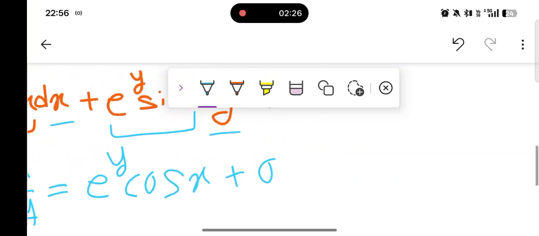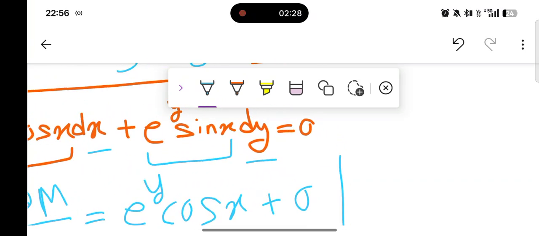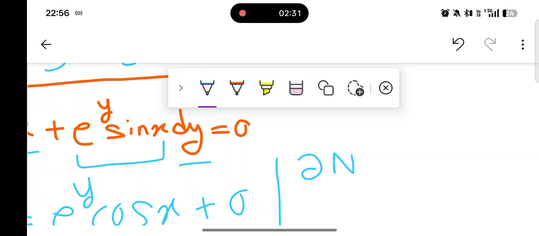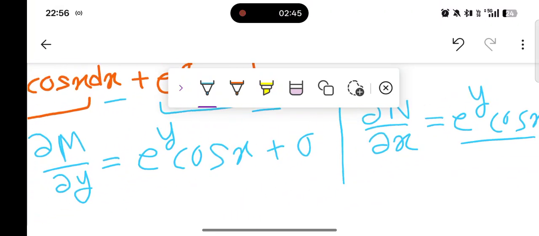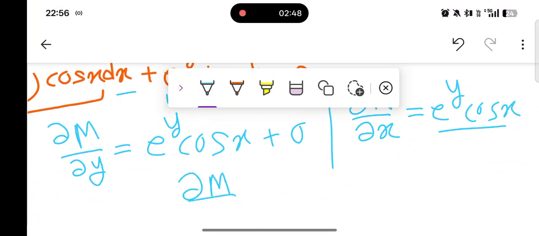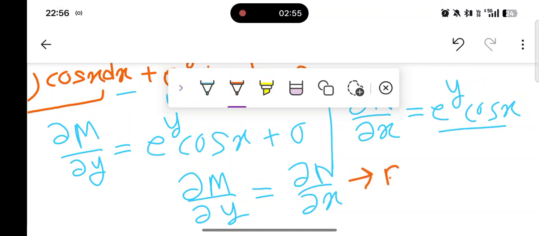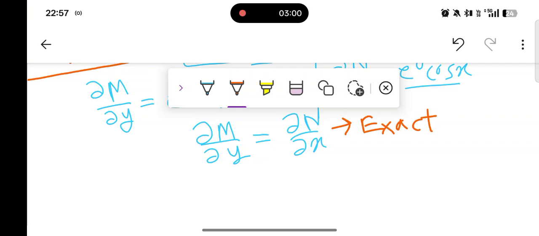And on the other side I am doing the differentiation of N with respect to x. This is also a kind of partial differentiation. Now e to the power y will be treated as constant and sin x will become cos x. So yes, we can say del M by del y is equal to del N by del x. So yes, this is an exact differential equation. Now we can solve using our basic method.